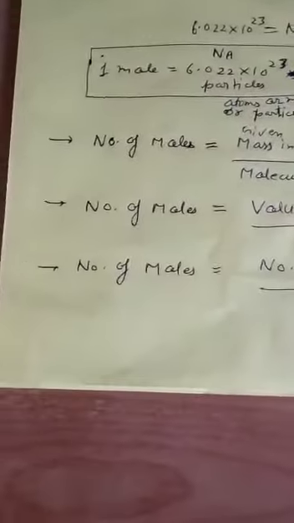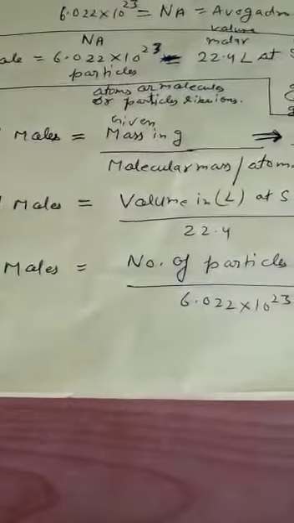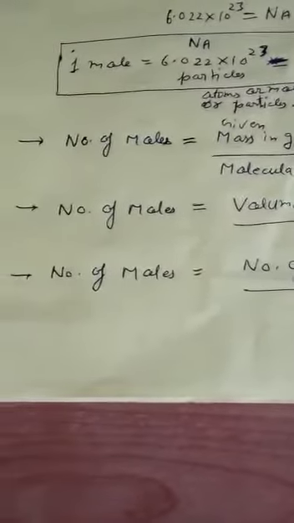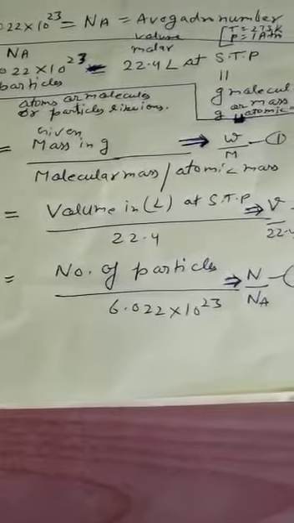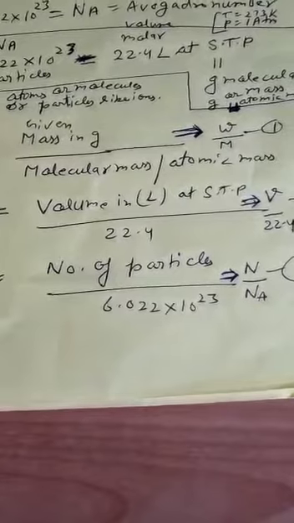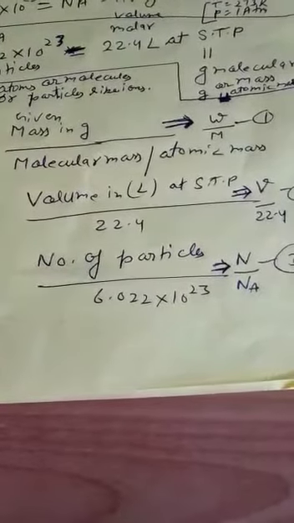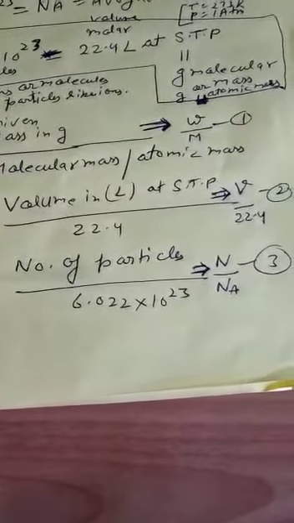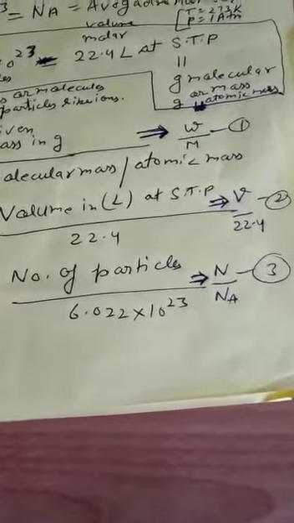Now next, third formula, if you are given the number of particles, then number of moles is equal to number of particles divided by 6.022 into 10 raised to power 23, that is N upon Na, where N is the given number and Na is Avogadro number.